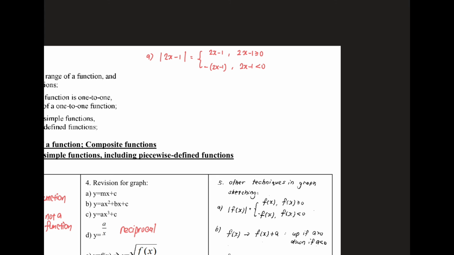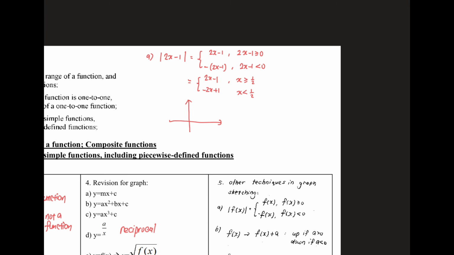So I follow the definition exactly and I get something like this. I simplify it. I get 2x minus 1, and minus 2x plus 1. Then I simplify the interval. Okay, then we can sketch the modulus 2x minus 1 in this way. Of course, there are many ways to sketch this modulus 2x minus 1, but most people will use this way.